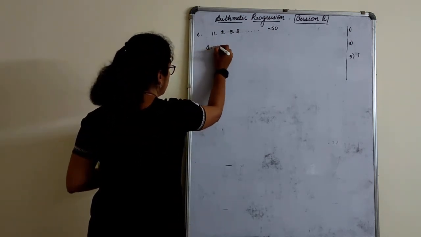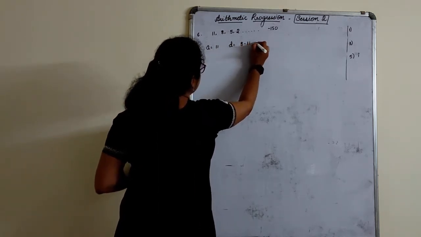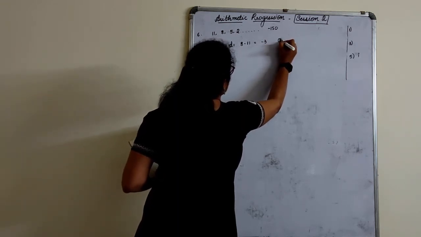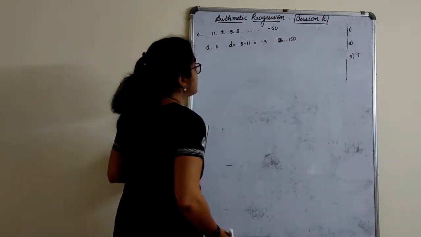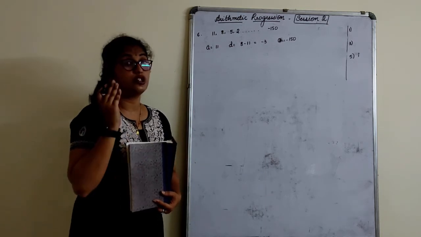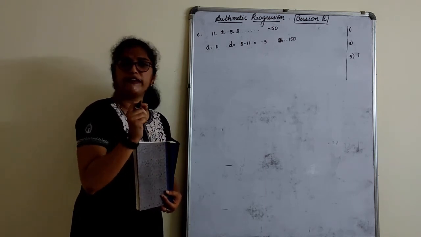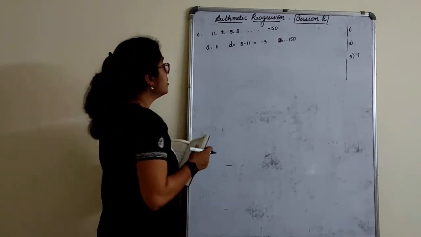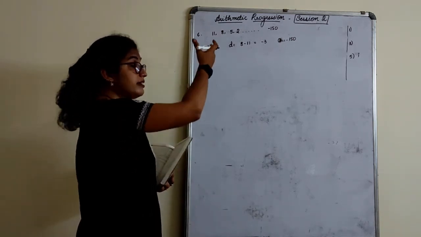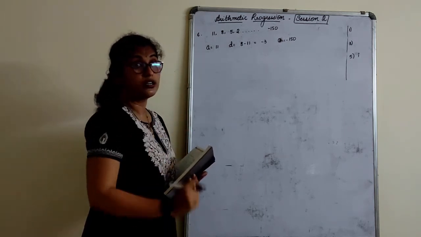For that, a is 11. Common difference is 8 minus 11, minus 3. an is equal to minus 150. Now, can the number of terms be positive, negative, fraction, decimal? How? It has to always be positive. I can't tell I have minus 150 chocolates with me. It should always be positive, not in fraction. So, if we get number of terms as a positive whole number, then it is a term. If I get a negative or a fraction, minus 150 is not a term of AP.